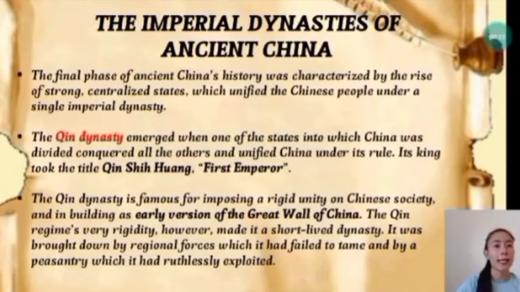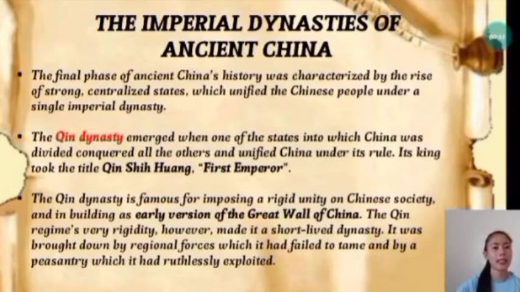The final phase of ancient China's history was characterized by the rise of strong, centralized states, which unified the Chinese people under a single imperial dynasty. The Qin dynasty emerged when one of the states into which China was divided conquered all the others and unified China under its rule. Its king took the title Qin Shi Huang, the first emperor.